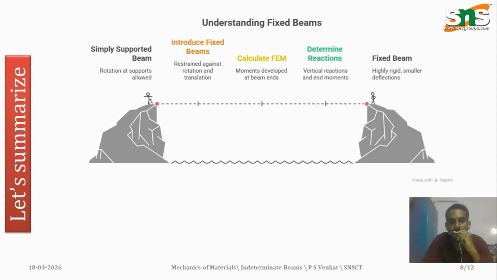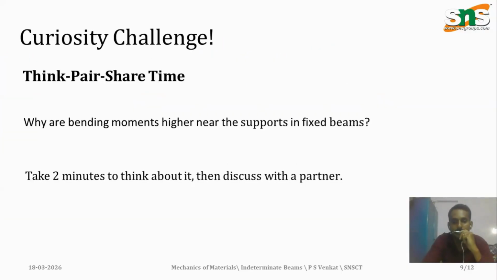Let's quickly summarize today's learning. We have learnt about the following topics. Fixed beams are restrained at both ends. The slope at supports is zero. Moments develop at supports. Fixed beams reduce deflection, and fixed end moments arise due to load and restraint. In short, fixed beams are stronger, stiffer, and more efficient than simply supported beams.